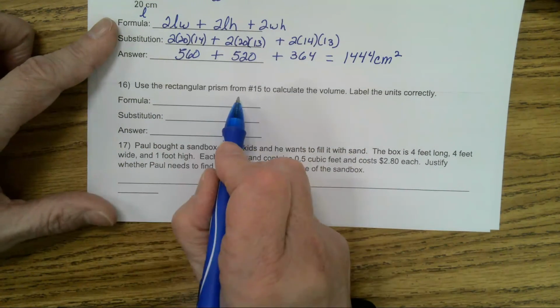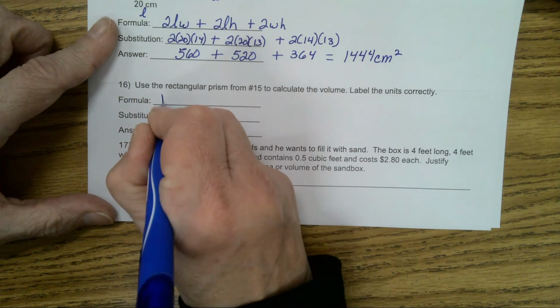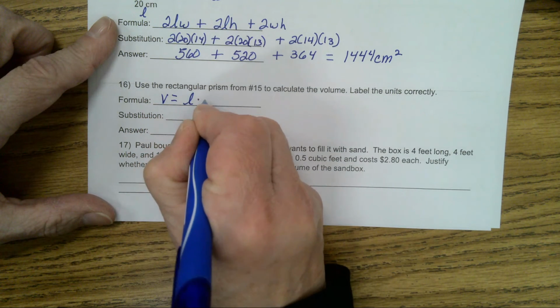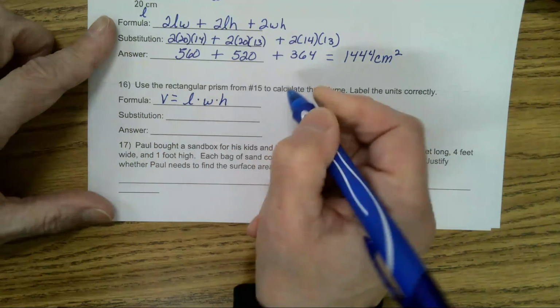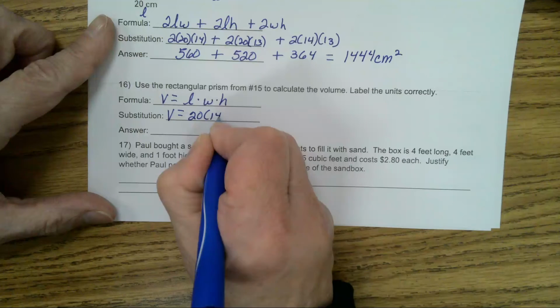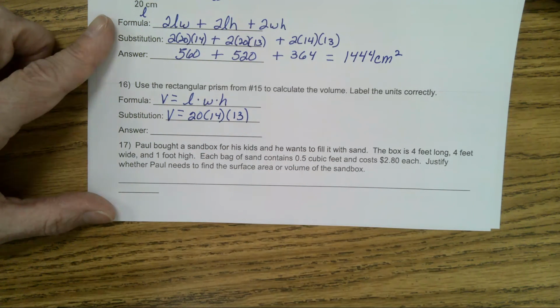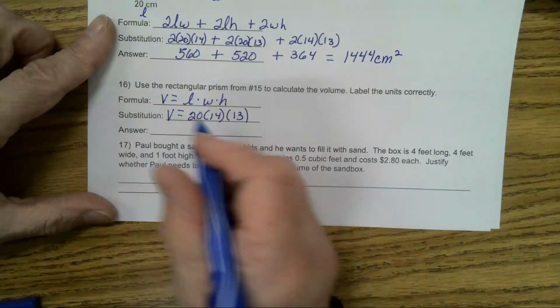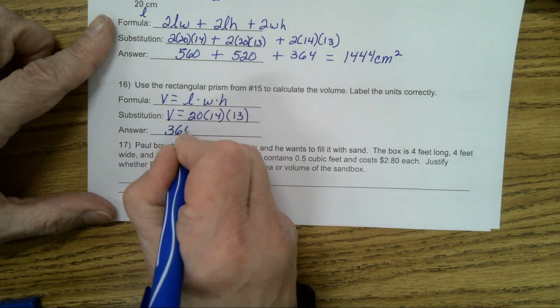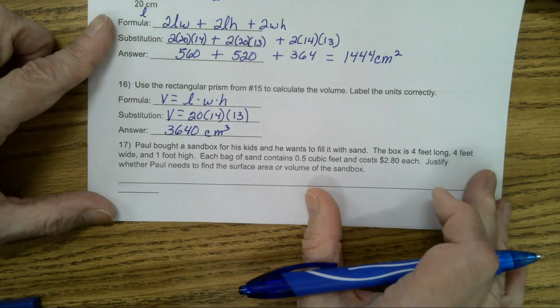Use the rectangular prism to calculate the volume. Volume equals length times width times height. So the volume is 20 times 14 times 13. And you get 3,640 centimeters cubed. Any questions on that?